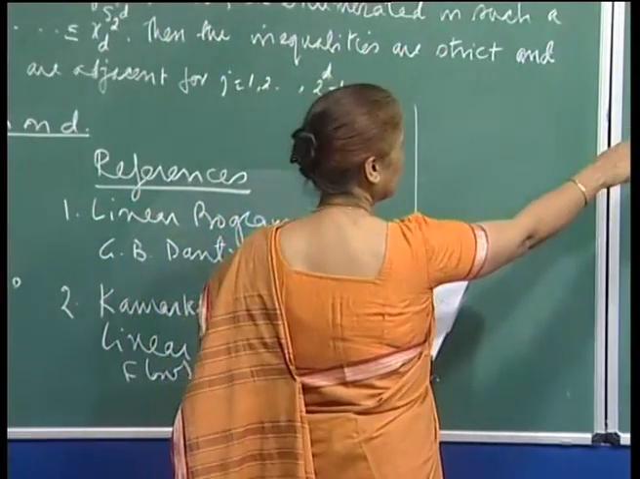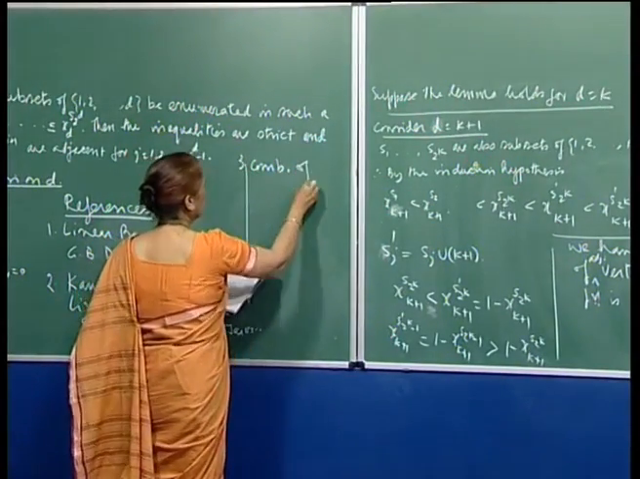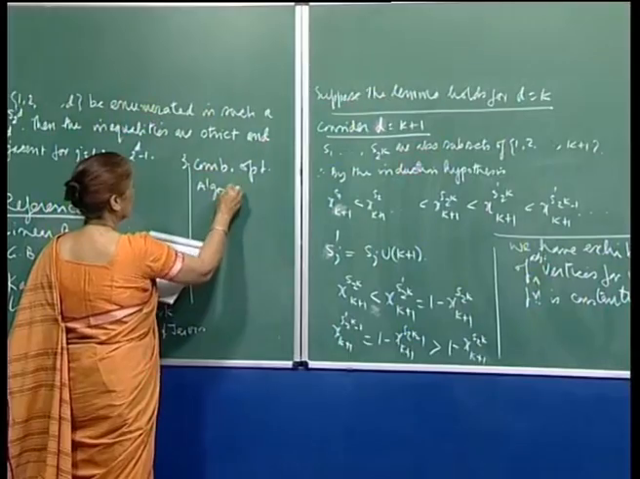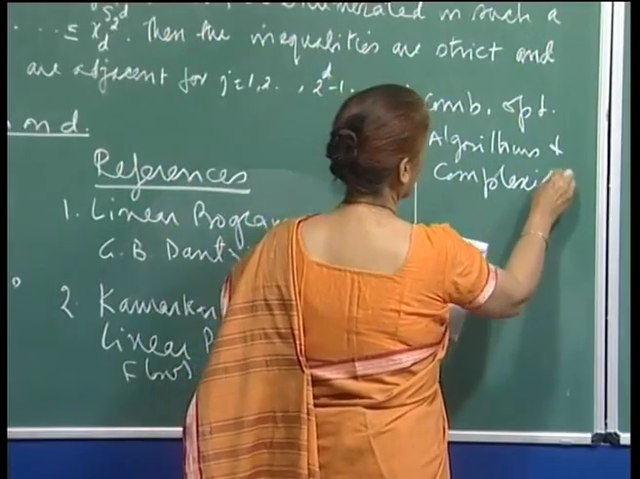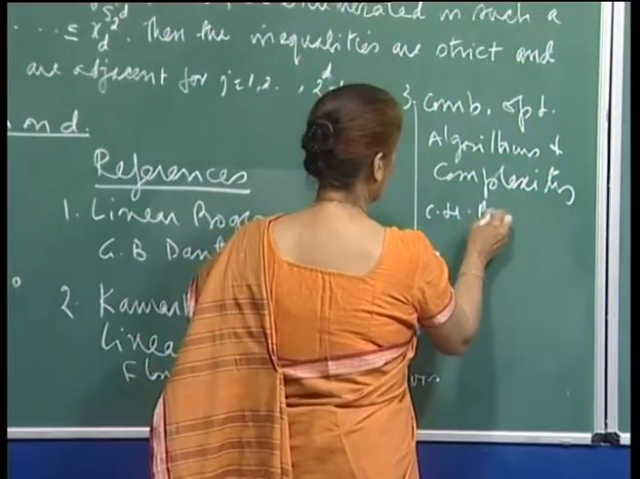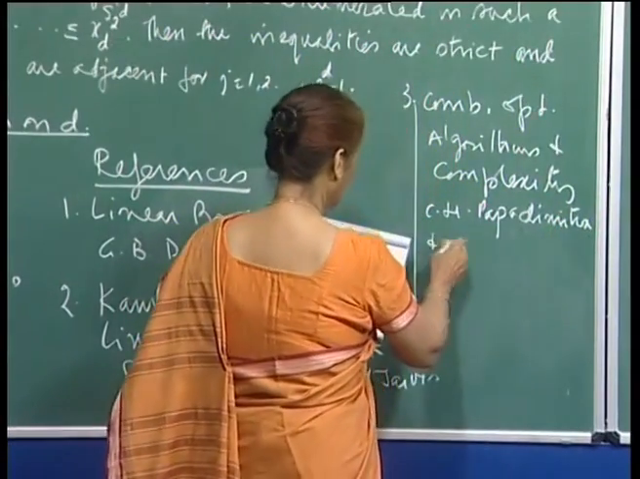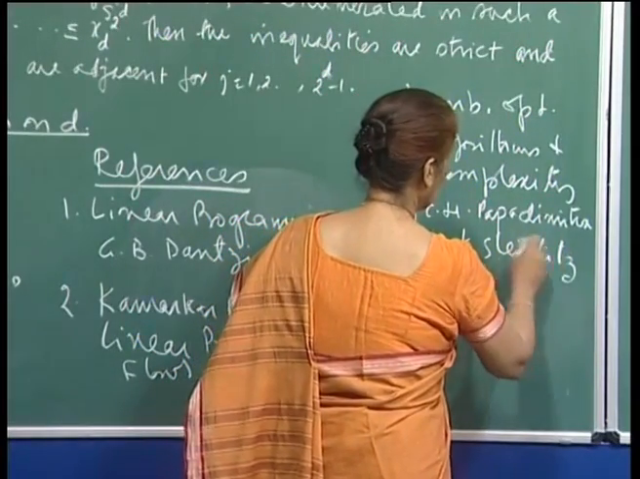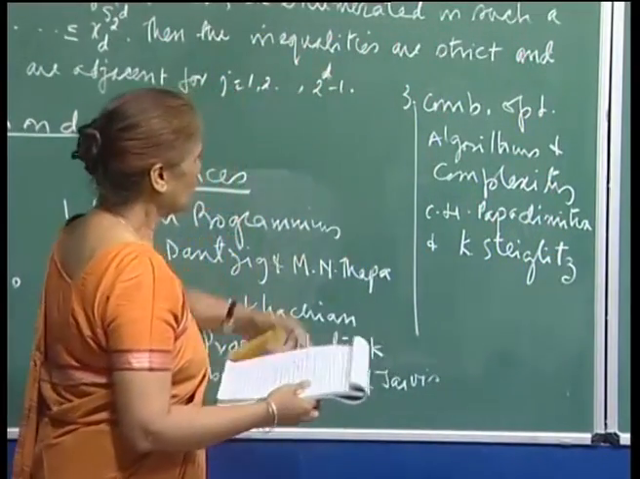Then finally, the treatment that I gave you here is from Combinatorial Optimization: Algorithms and Complexity, by C H Papadimitriou and K Steiglitz. Papadimitriou wrote it in Greek, and it has been translated, and this is the treatment.